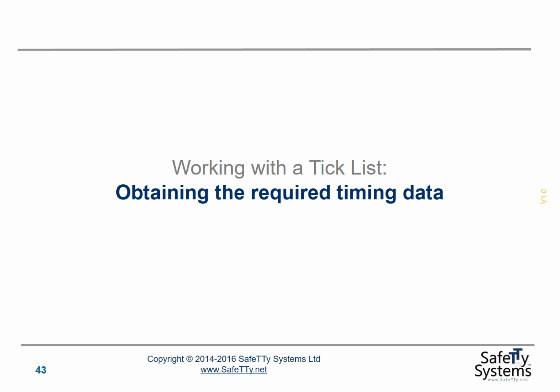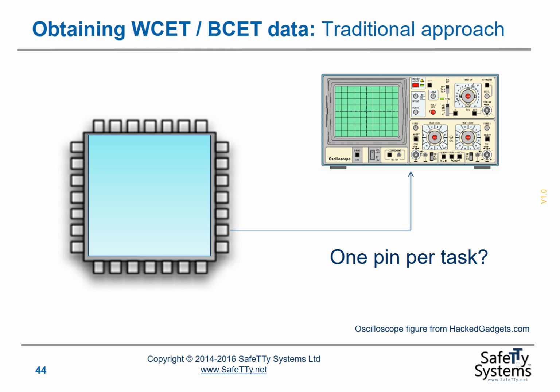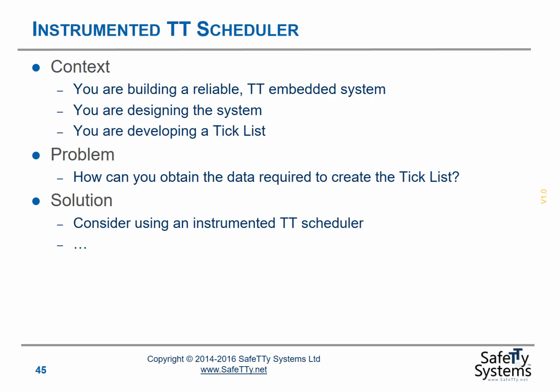So, just to wrap up this video, let's consider how we can obtain the required timing data that we need for these kinds of calculations. One way of doing this, the traditional approach to obtaining best case and worst case data, is to use an oscilloscope or a similar hardware device, set one pin per task high when a task runs, low when the task completes, and use the oscilloscope to measure the execution times. That's the traditional approach to measuring execution times.